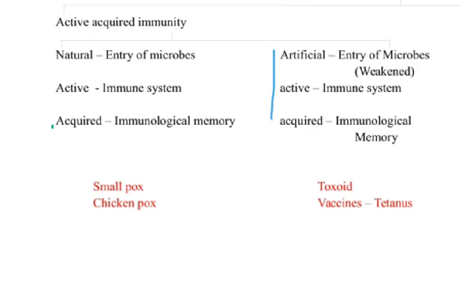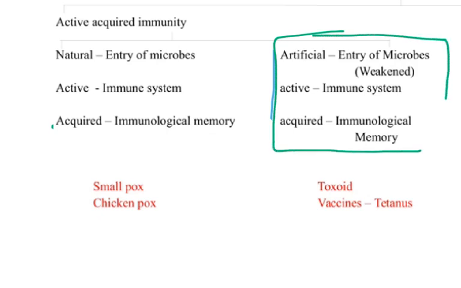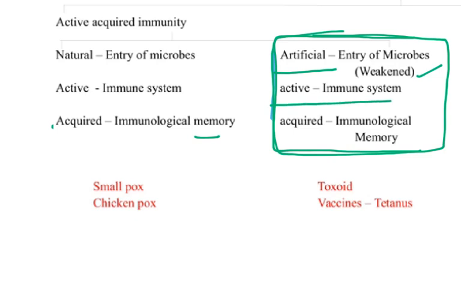Next, let's see artificial active acquired immunity. With this property, that when we are exposed to microbes for the first time we may not get infected the second time because of the memory, what we are doing nowadays is making microbes enter the body artificially. That means weakened microbes or killed microbes. That makes our immune system active and we develop immunological memory without infection, because we are taking killed or weakened microbes.